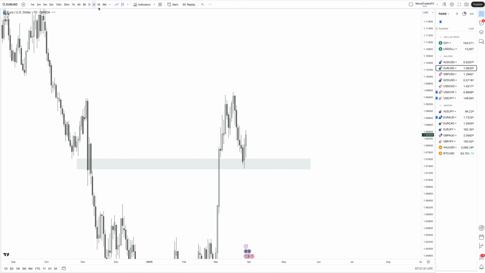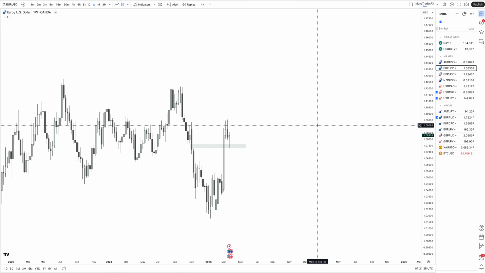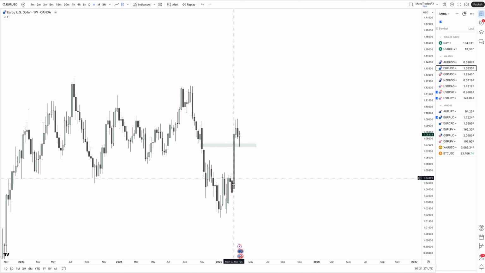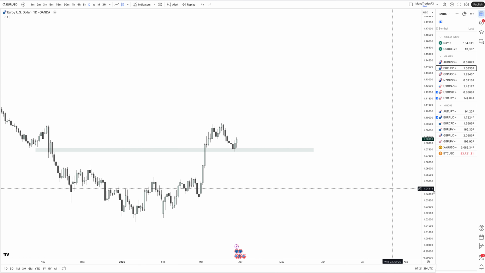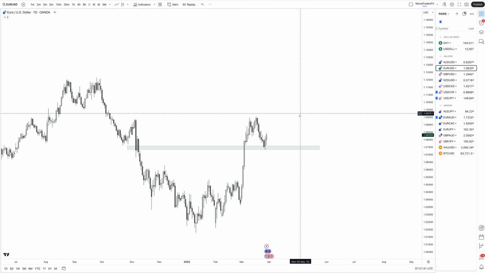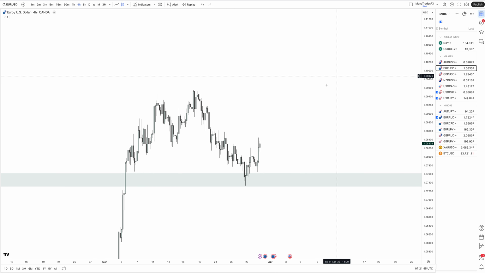On the weekly time frame, what I am seeing is we had this huge imbalance that we spoke about last week. I was expecting price to tap into this, and also we had this inverse over here which price has rejected off very nicely. On the daily time frame, price came into this level, and as you can see, we now have a rejection of this level. The 4-hour time frame has shifted as well.